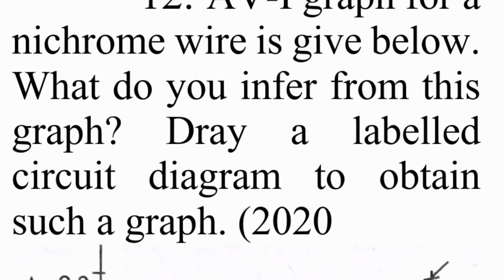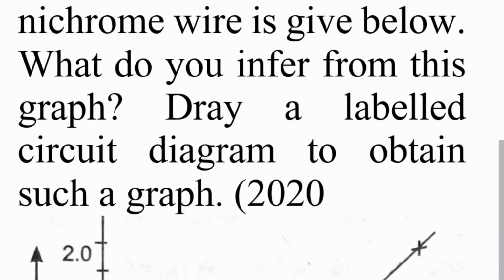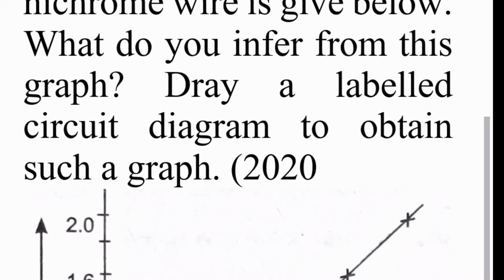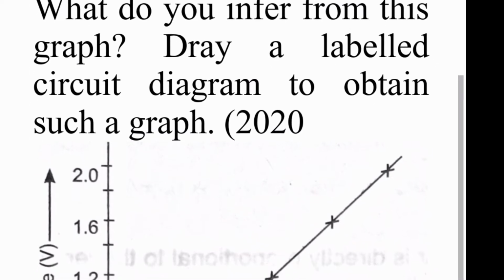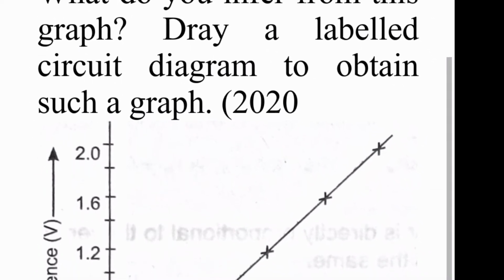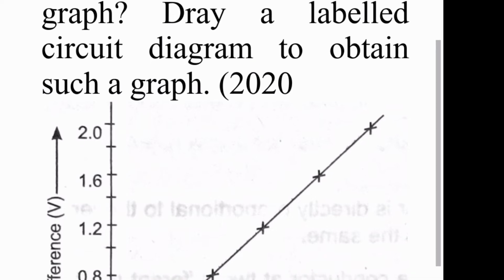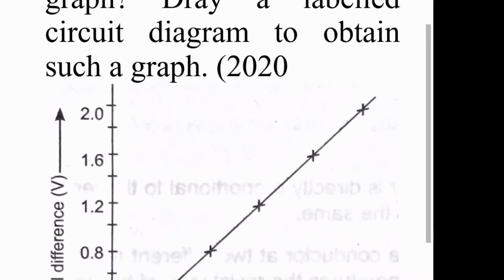Now we can move to the next question. The question is from the year 2020. A VI graph for a nichrome wire is given below. What do you infer from this graph? Draw a labeled circuit diagram to obtain such a graph.